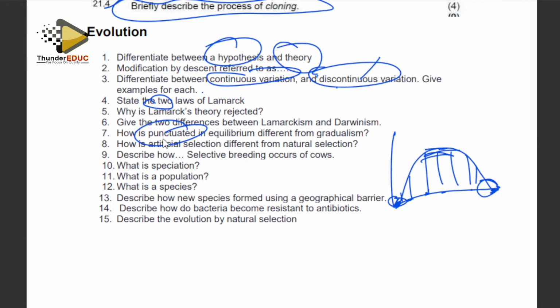Punctuated equilibrium. How does punctuated equilibrium differ from gradualism? So punctuated equilibrium, remember, has long periods of no change. Let me first draw it. It has short periods of rapid change.